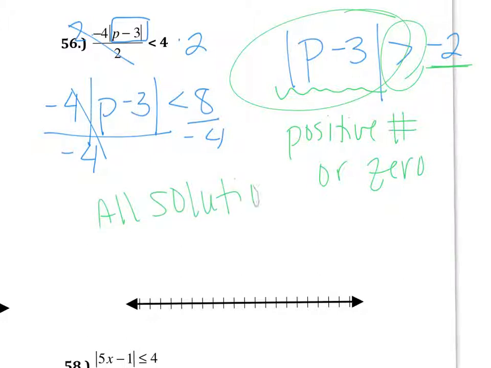So no matter what you plug in, it's going to be a line going forever. No matter what you plug in, it will always be greater than negative 2, no matter what. So you could try plugging in 10 for p, or you could plug in negative 100 for p. It does not matter. Anytime that you have absolute value, you're going to get a positive answer or 0. So it will never be less than negative 2.